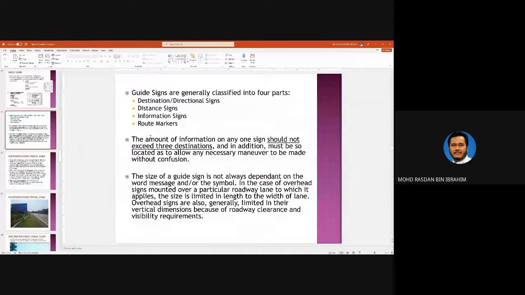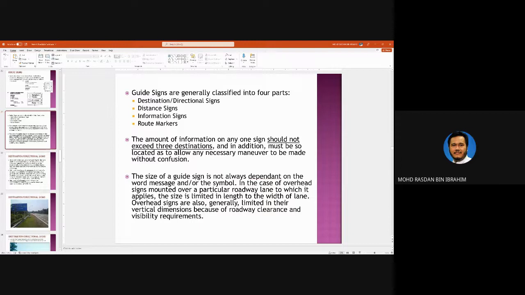The amount of information on any one sign should not exceed three destinations. In addition, it must be located so as to allow any necessary maneuver to be made without confusion. So three in one signboard.